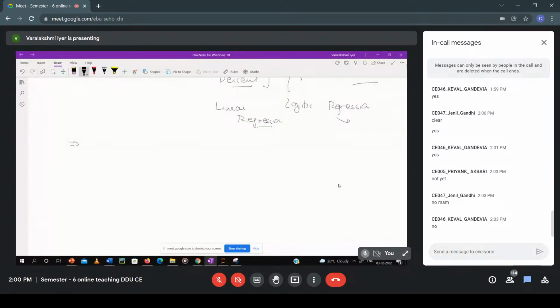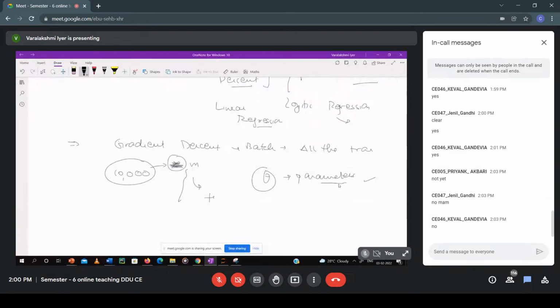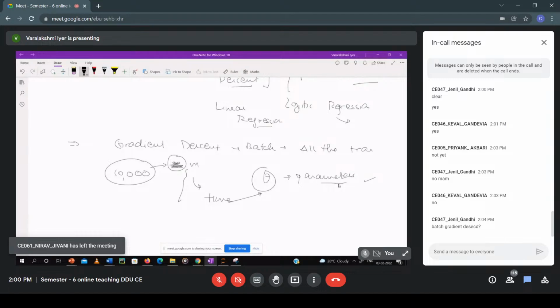In the case of normal gradient descent, what we are talking about is batch gradient descent. Batch gradient descent means all the training samples will be considered whenever we are updating the values of the parameters. But there is a possibility that your training samples will be very numerous. Suppose you have 10,000 training samples, then it will be very time consuming to update each parameter value by going through the entire training sample. Yes, this is batch gradient descent that I'm talking about.